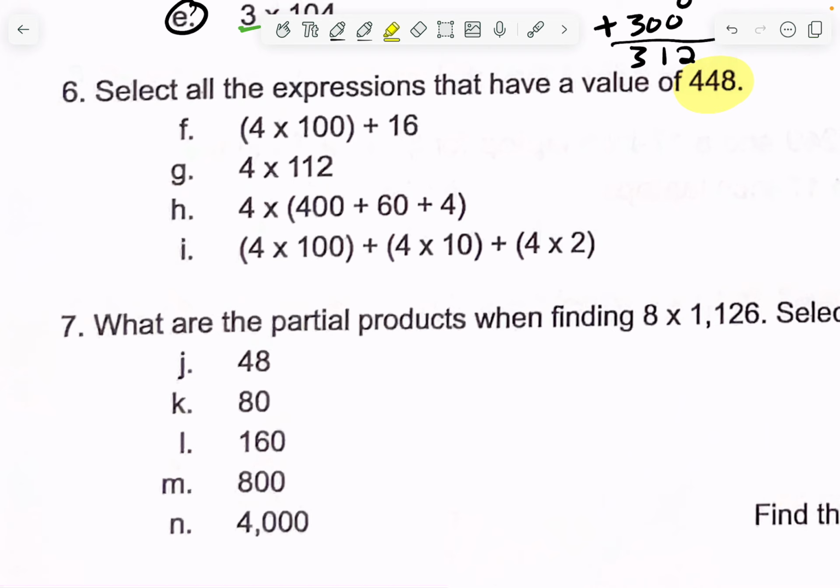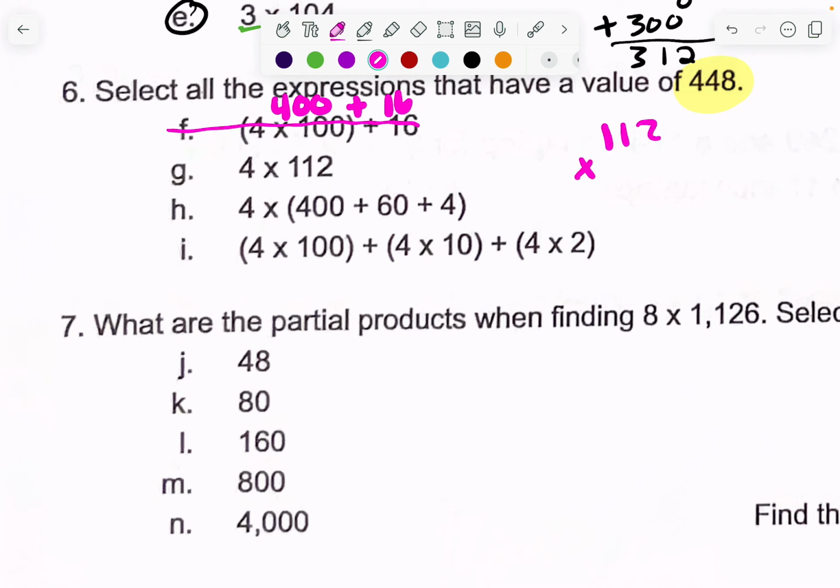So for this first one, the parentheses tell me I need to do whatever's in there first, so I'm going to do that. So I know that 4 times 1 is 4, and I'm going to annex my 2 zeros, which is 400 plus 16, I know, is not 448. So I'm going to cross that off. 4 times 112, I don't know that one. So I'm going to go here.